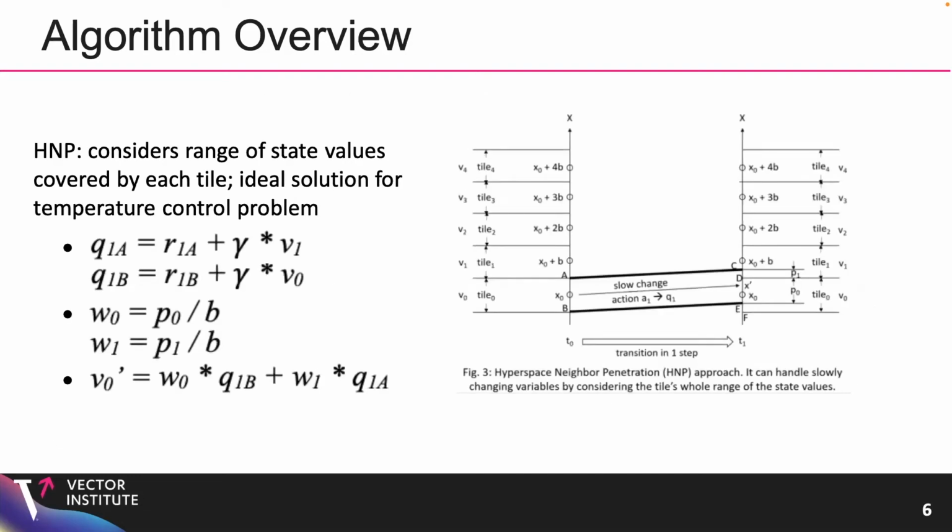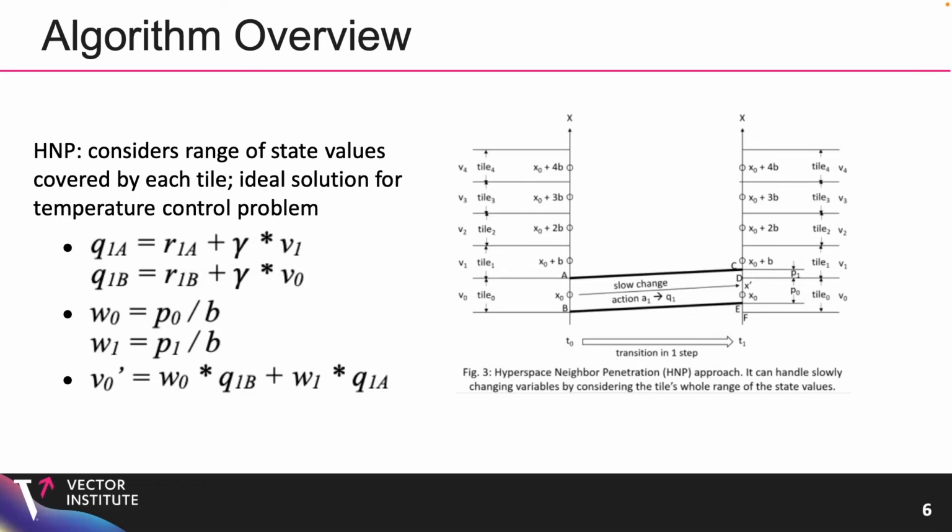The idea of HMP is that, unlike the classical discretization method, the state value of each tile is not represented by a single value. Instead, HMP considers the whole range of the state values covered by the tile. Take tile 0 as an example. The tile covers the range from point B to point A.